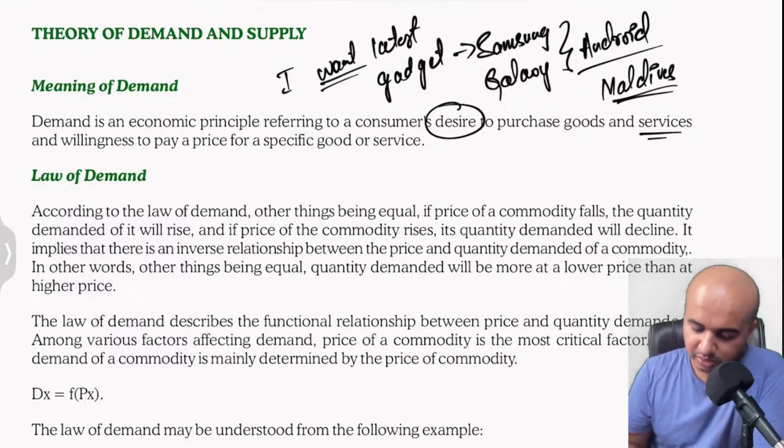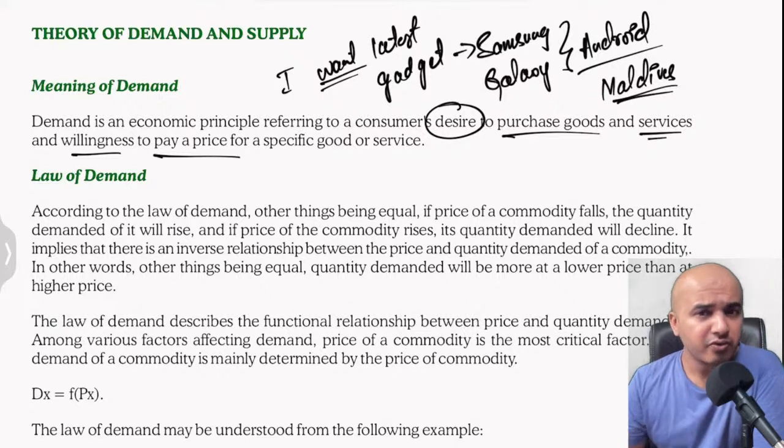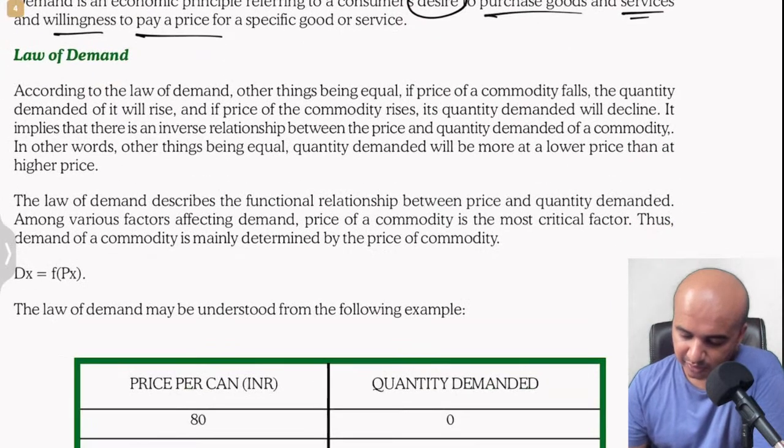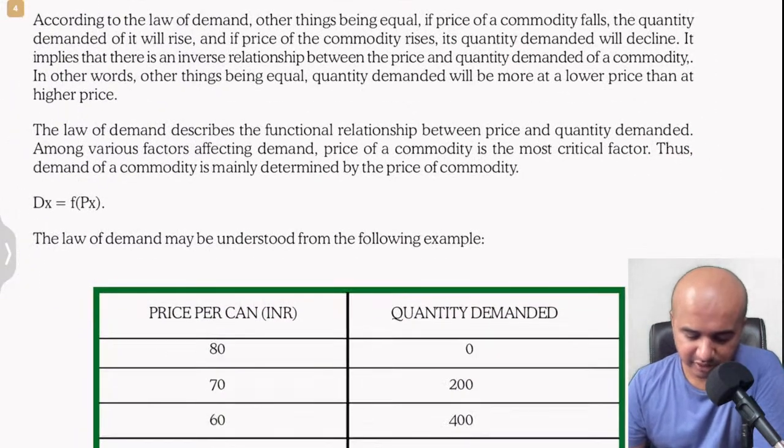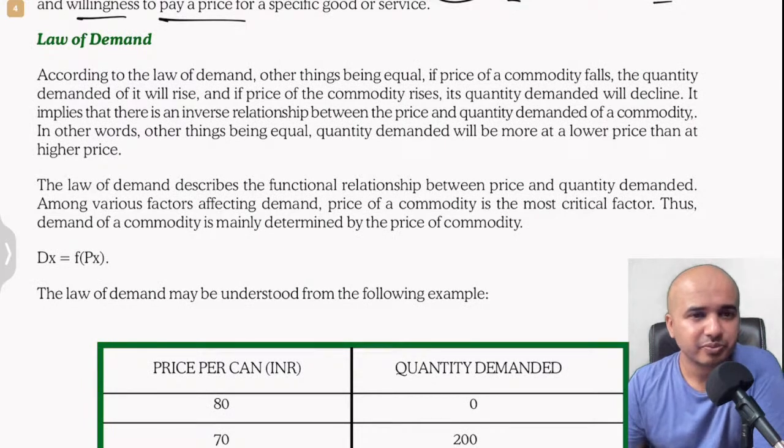So now they say, first of all, desire to purchase goods and services, and willingness to pay a price for a specific good or service. If you're not intending to purchase or pay for a specific service, then how can we even consider that as demand? So your desire to purchase or avail some service should always be backed up by your willingness to pay a price. That is something we should never forget. Otherwise there is no demand, it's just some wish.